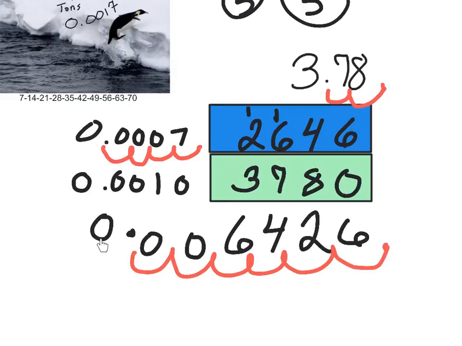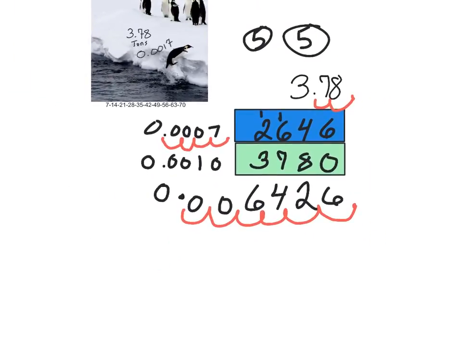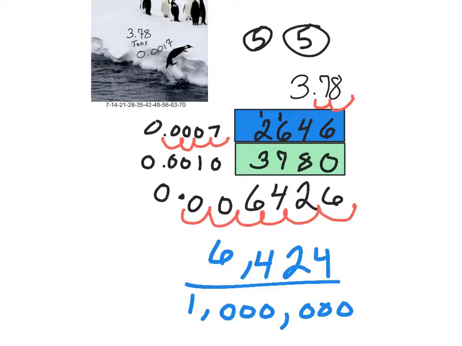And there you have it, my friends. This is your answer, 0.006426. Now, what does this really mean, right? Well, this is tenths, hundredths, thousandths, 10,000ths, 100,000ths, and millions. So you have 6,426 millionths. And there it is right there, my friends.